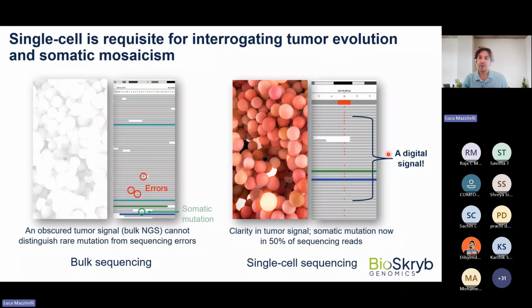But on the right, single-cell sequencing really changes the game. It gives us a digital signal, a true heterozygous mutation that shows up clearly in 50% of the reads from an individual cell. This is the profile of an individual cell, which shows 50% of the reads on one allele, for example. So this is the level of precision that lets us confidently survey the genome, even for rare events.